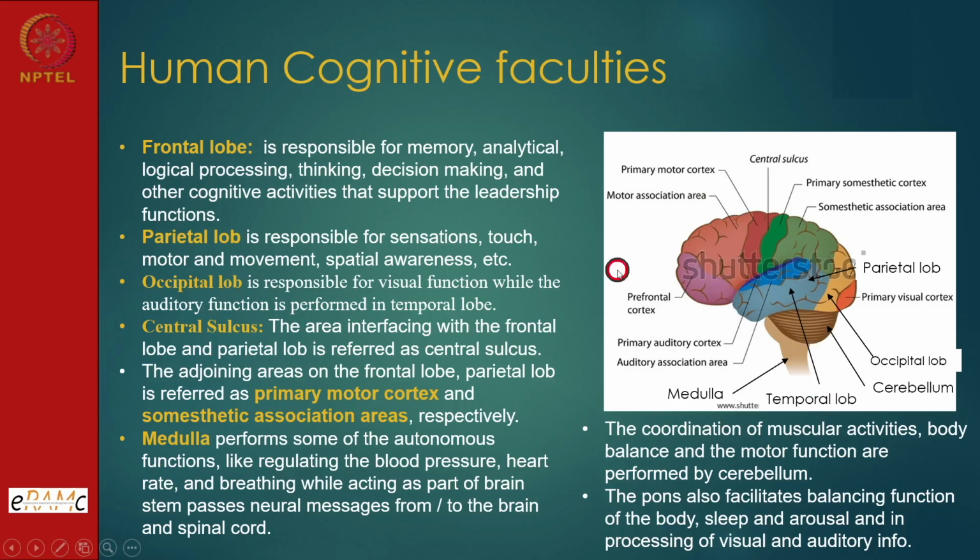Two more observations: coordination of muscles, body balance and mind functions are performed by the cerebellum. Yeah, this is the cerebellum. I think I have mentioned this point here, and then coordination of muscular activities, body balance and functions are performed by it. The pons also facilitates the balancing function of the body, sleep and arousal state. So I have not shown the pons here. This is something here actually. Next slide we will see it.